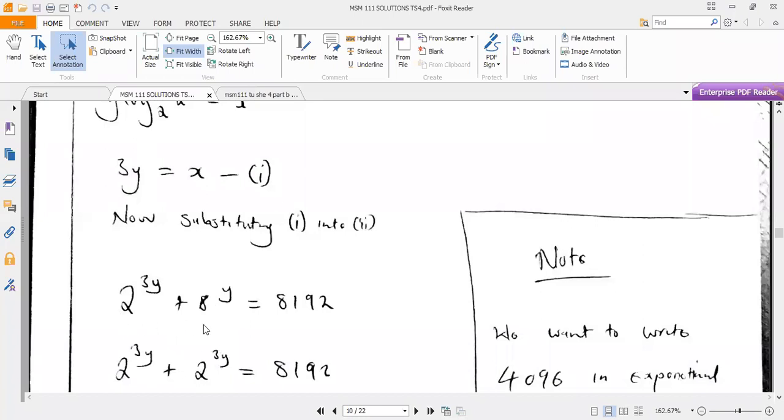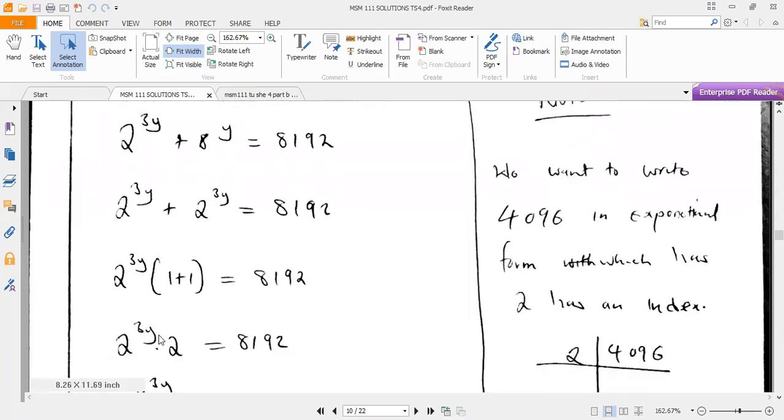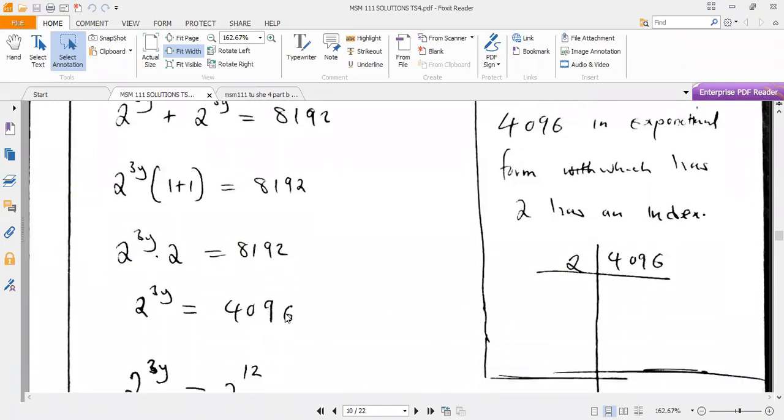So we can easily factor out this 2 to the power 3y, and we remain with the 1 plus 1, right? I hope you are seeing it. So when you are there, you can easily say 1 plus 1 is 2. Now, the 2 which is here, you can divide it to your right-hand side, and you get something simple, right? You have 4096, isn't it?